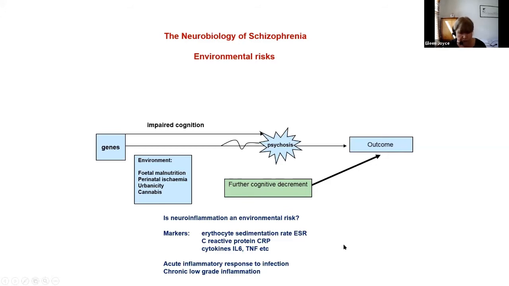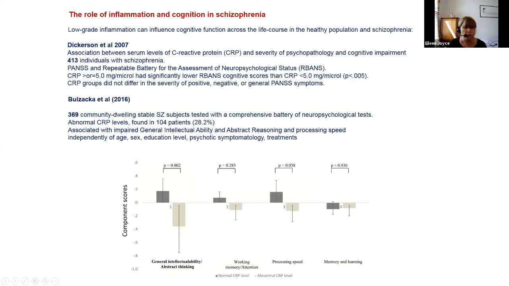Well, there are several markers of neuroinflammation that have been studied in patients with schizophrenia, both before and at the onset of their psychosis. I'm sure you know, but the markers of inflammation include the erythrocyte sedimentation rate, ESR, C-reactive protein, CRP, and cytokines such as IL-6 and TNF. These are all the acute inflammatory response to infection, but it's beginning to look that in some people, after the infection dies away, they may have a more chronic, low-grade inflammation, exemplified by low levels, but higher than normal levels, of these inflammatory markers. So what do we know about the role of inflammation and cognition in schizophrenia?